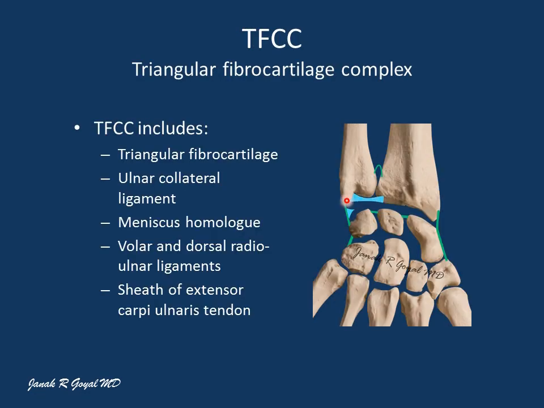The triangular fibrocartilage complex is made up of triangular fibrocartilage or articular disc, the meniscus homologue, the volar and dorsal radio-ulnar ligaments, and the sheath of extensor carpi ulnaris and the ulnar collateral ligament. The triangular fibrocartilage is attached to the distal margins of the ulnar notch of radius and to the root of the styloid process of ulna, and it holds together the distal ends of radius and ulna.